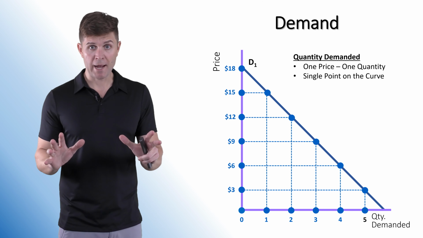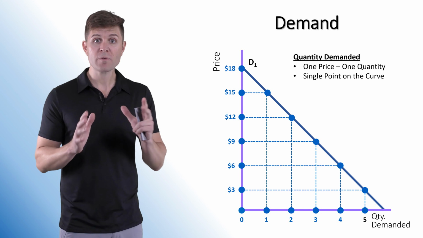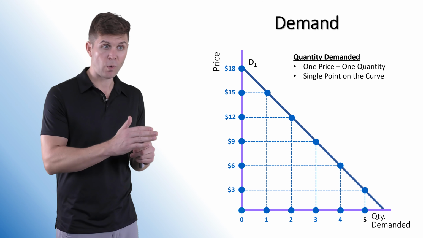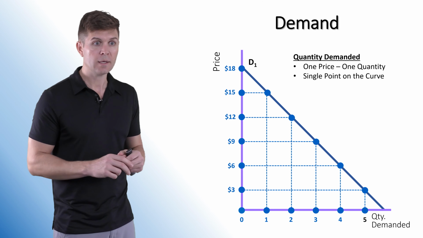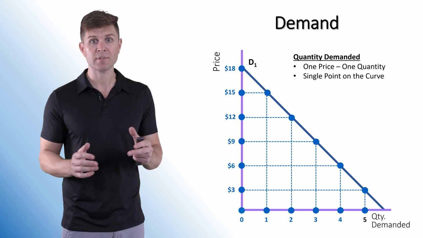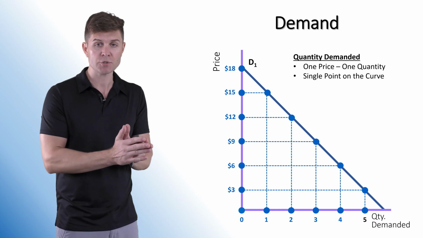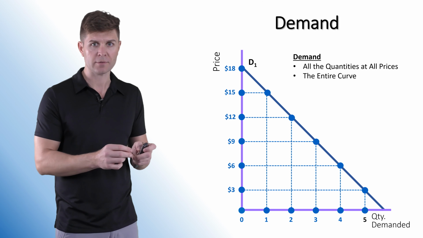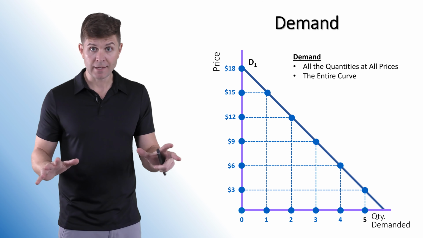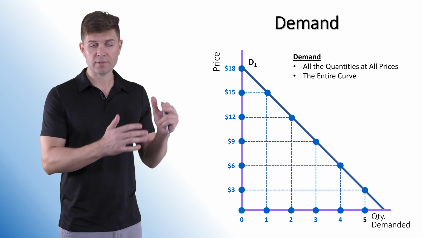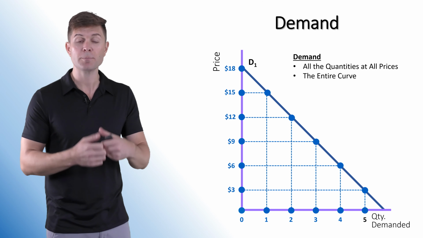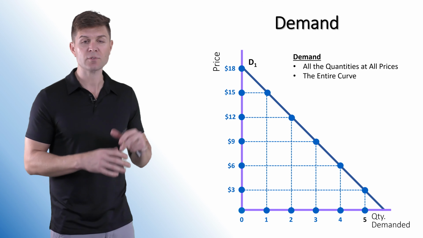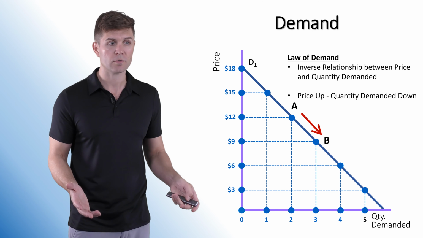So the quantity demanded is what we find at a single price. At $12, the quantity demanded is 2. One price, one quantity. It's a single point on the curve. It tells us how much will be purchased at this particular price. Now, demand as a whole is the entire curve. It's all the prices and all the quantities that might be purchased at any given price. It's represented by the entire curve.